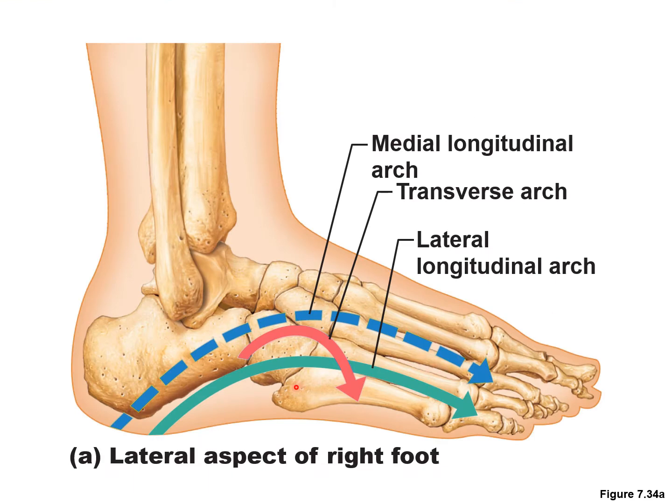On this diagram, you can see our three arches. This red arrow shows the transverse arch, and the green one is the lateral longitudinal, because that's the lateral side, and the blue one shows us the medial longitudinal arch.